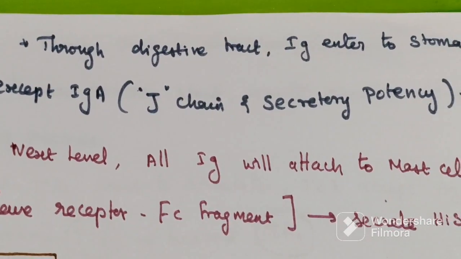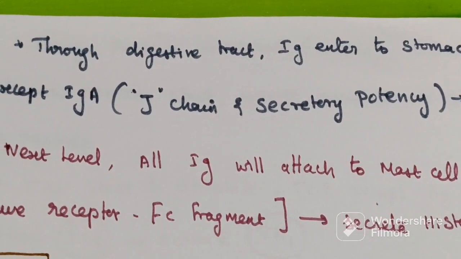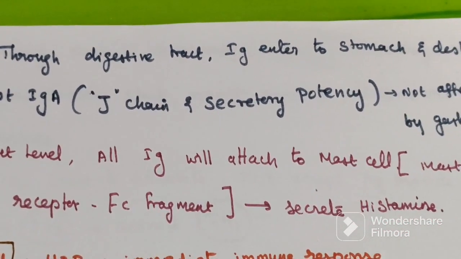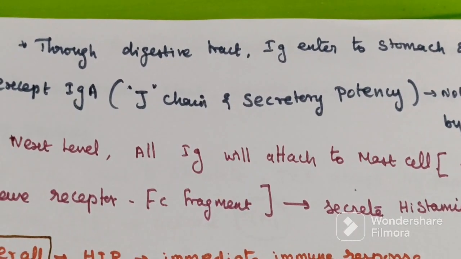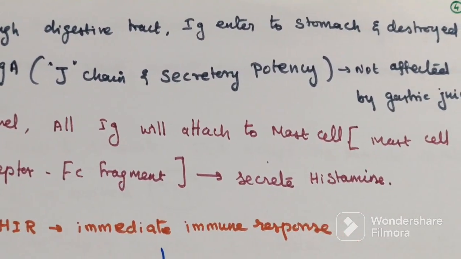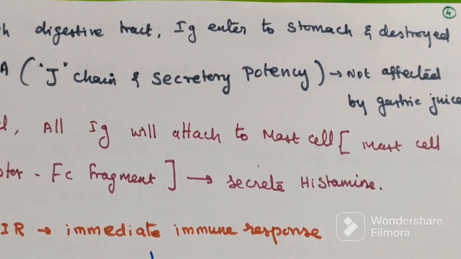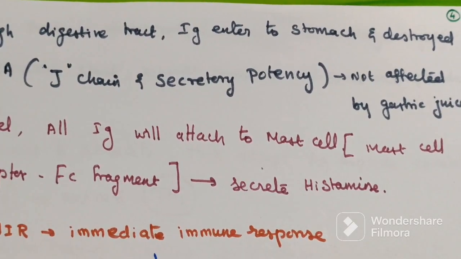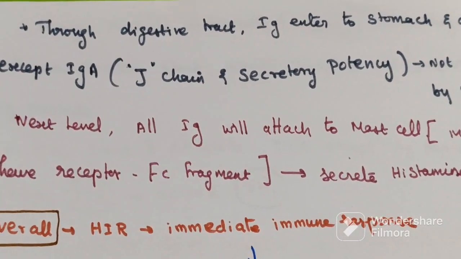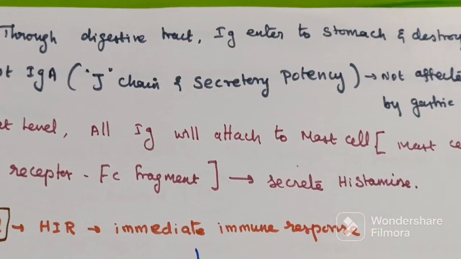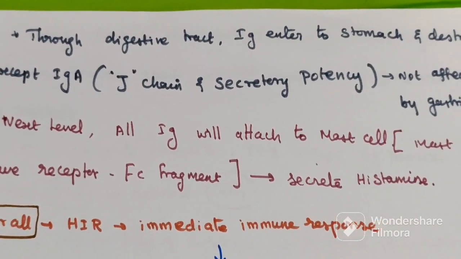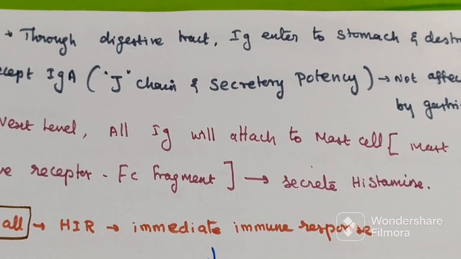All immunoglobulins enter the stomach through the digestive tract. After that they will be destroyed except IgA, because this IgA has a J chain and secretory potency. Because of the J chain and secretory potency, it is not affected by gastric juice. Next level, all immunoglobulins will attach to mast cells, because mast cells have a receptor for the Fc fragment. After that it will secrete histamine.